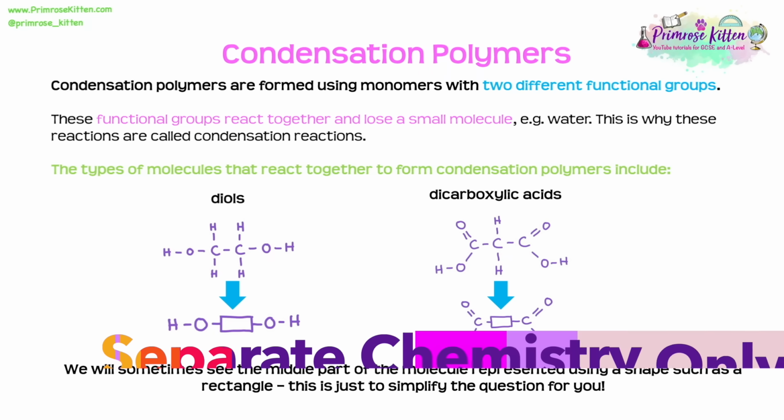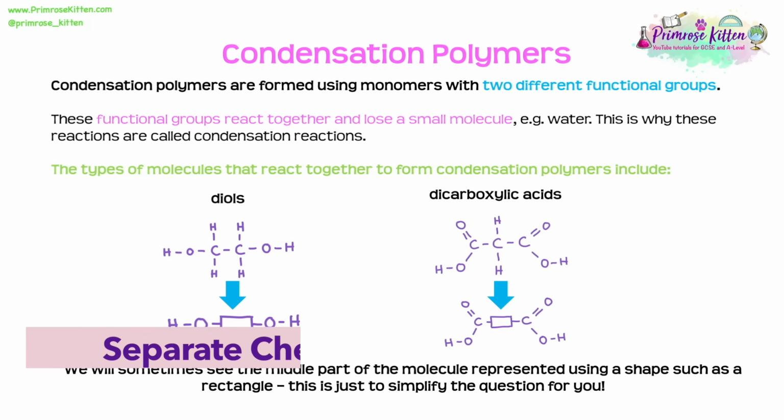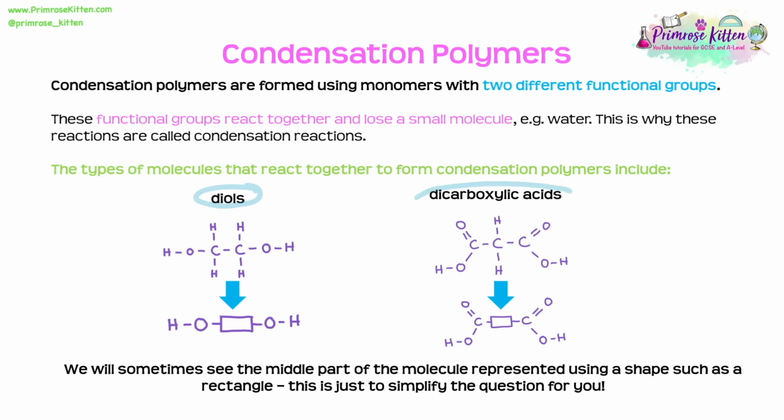Condensation polymers are formed using monomers with 2 different functional groups. Now these functional groups will end up reacting together and losing a small molecule such as water. This is why we call these reactions condensation reactions. So 2 typical types of molecules that would react together to form condensation polymers include diols and dicarboxylic acids.